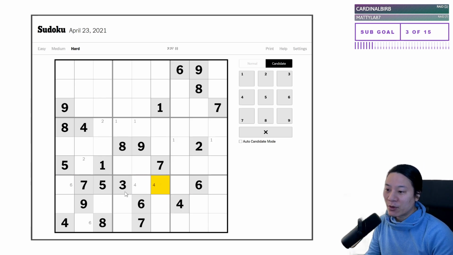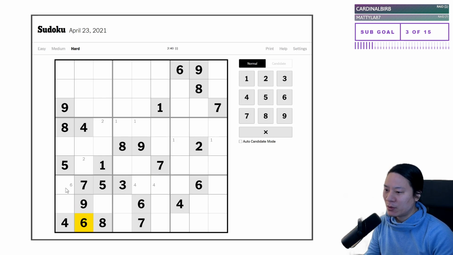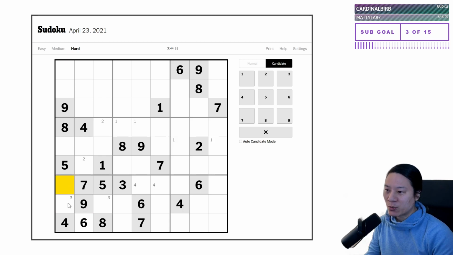Let's look at the 4s. I've got a pair of 4s there. 4, 4, 4. 5s? Anything good with the 5s? Nothing. Oh, actually, yeah, this can't be a 6 anyway. So hang on. This is a pair of 3s. This is 1 and 2. 1 and 2 can't go there.